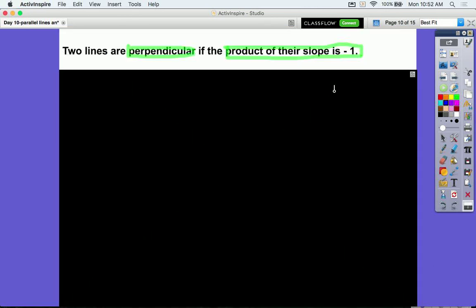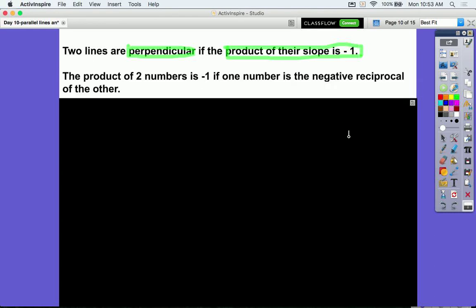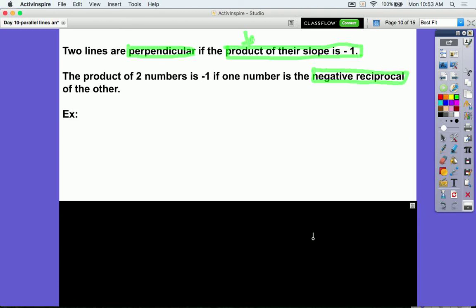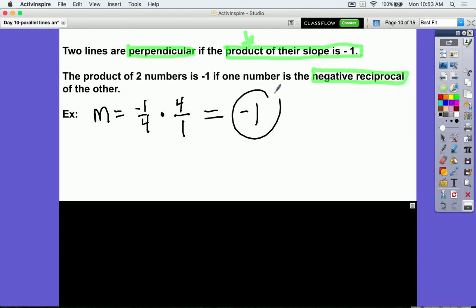All right, some important things to have in our notes. We know that two lines are perpendicular, as we said before, if their slopes are the negative reciprocal. When you have two numbers that are the negative reciprocal of each other, you're going to see that the product of their slope is negative 1. If I pull the slopes from the first example today, I knew that the slope of my first line was negative 1/4, and the slope of my second line was positive 4 over 1. And when I take these two slopes and multiply them together, I can see that they have a product of negative 1. Negative 1/4 times positive 4 over 1 is equal to negative 1.